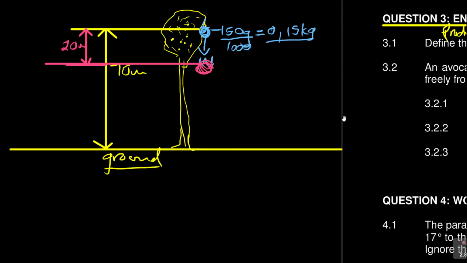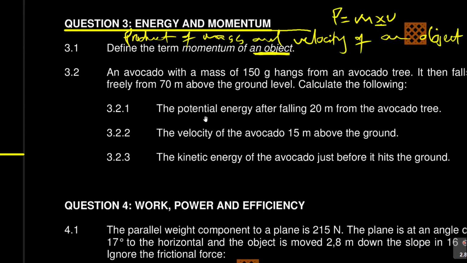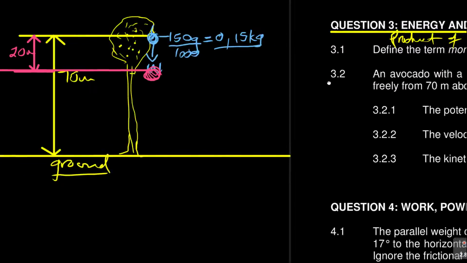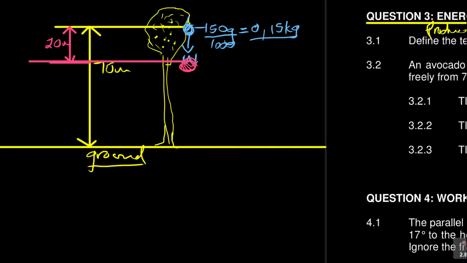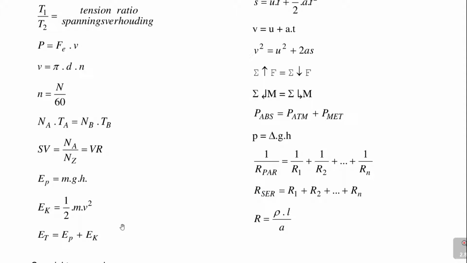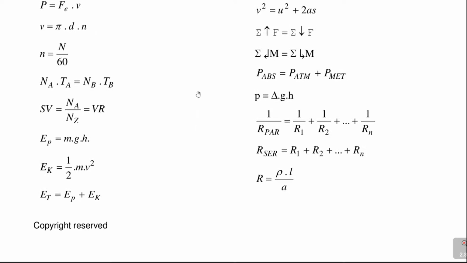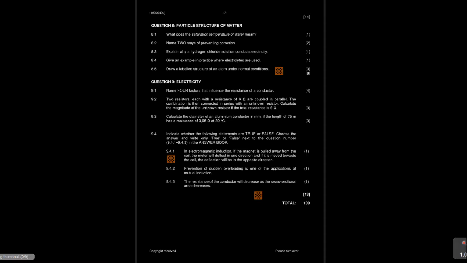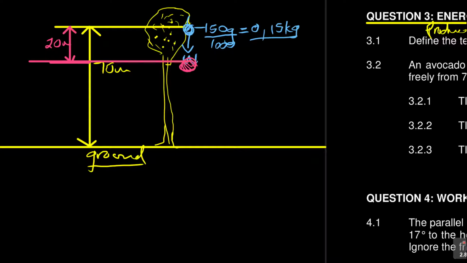So now the question is, we need to calculate the potential energy after falling 20 meters. Now remember, we have a formula for potential energy. We come here to the formulas. There it is, for potential energy. This is EP. It says EP is m.g.h, that is mass times gravity times height. So if I write that formula here, EP, potential energy, is equal to m times g times height.